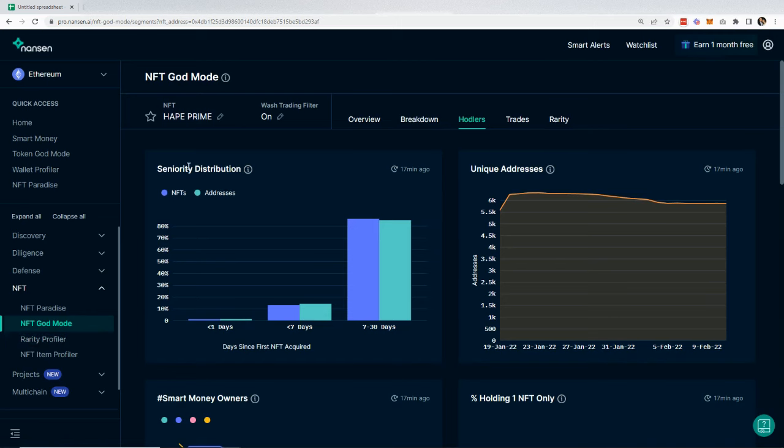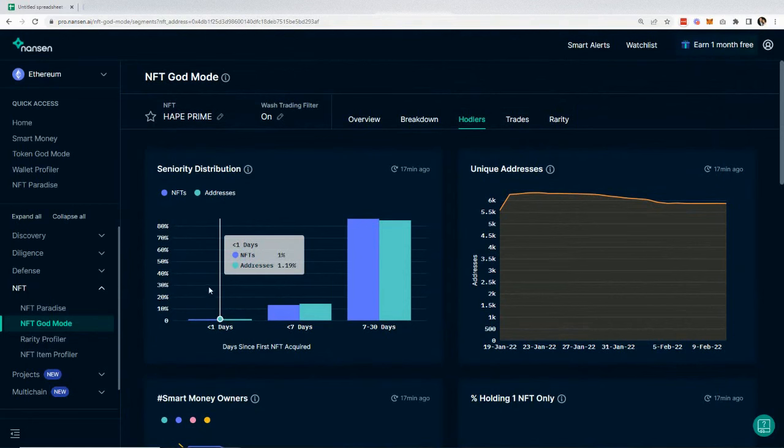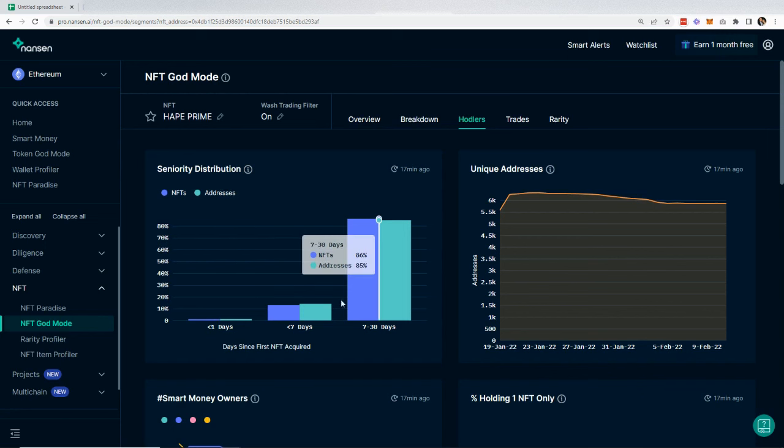In here, you can put in any collection and you can see so much useful data, like how many people are holding their NFT for less than a day and for 7 days and so on. Basically, I'm looking at these stats a lot because if these stats are really high, it means that there are a lot of paper hands. If you took a look at, say, CryptoPunks, you would see like 1% here and less than 1% here because nobody is flipping a CryptoPunk. Everybody's holding it for a long time.